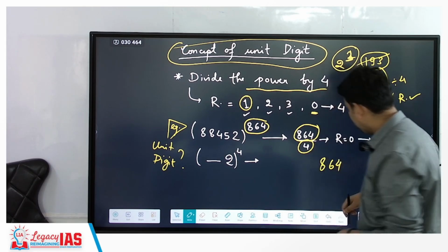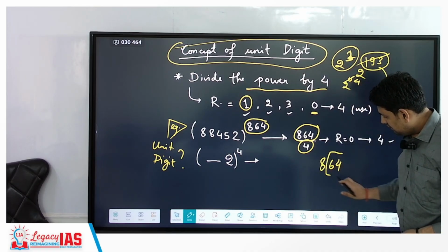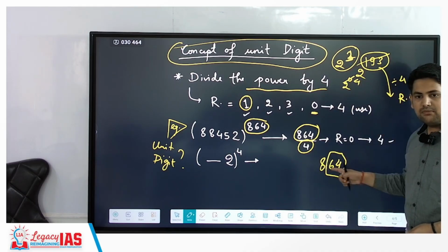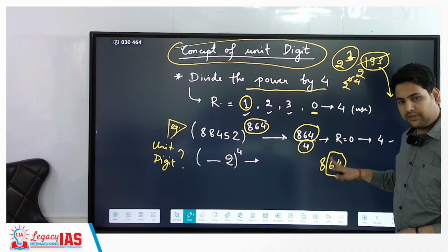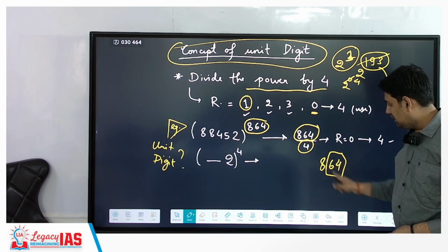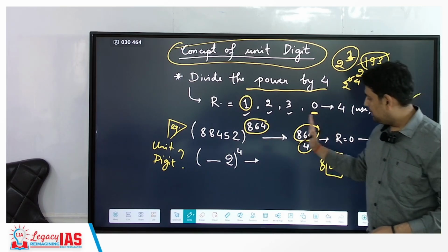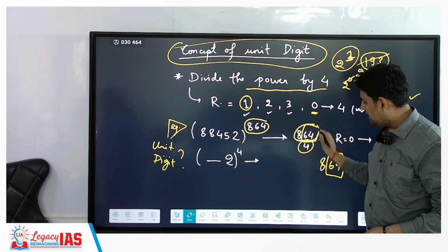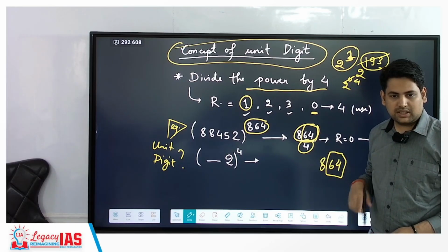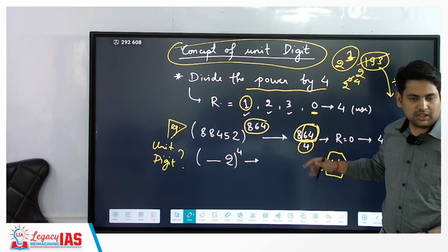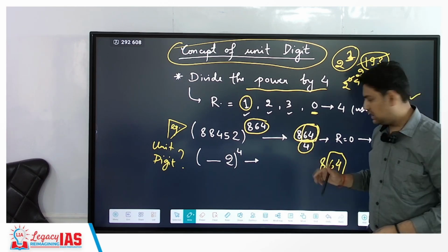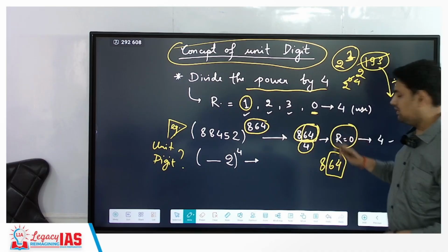For 4, the divisibility rule is that the last 2 digits of a number should be divisible by 4. For finding the remainder also, you can use only these last 2 digits. So you pick 64. Now, is 64 divisible by 4? Yes, 16 fours are 64. If it is getting divided completely, what is the remainder? The remainder is 0. So you get 0 remainder.